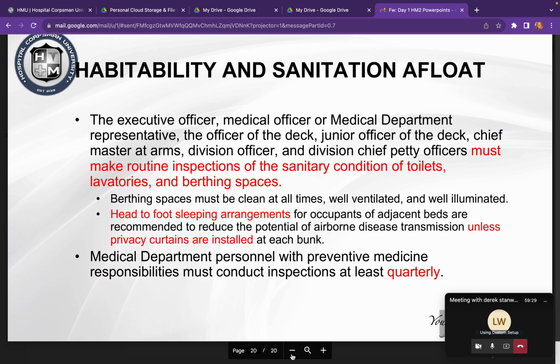And once again, those inspections are conducted how often? Quarterly. All right.